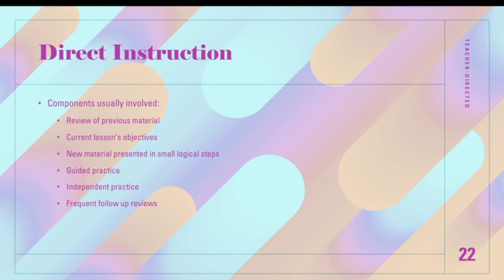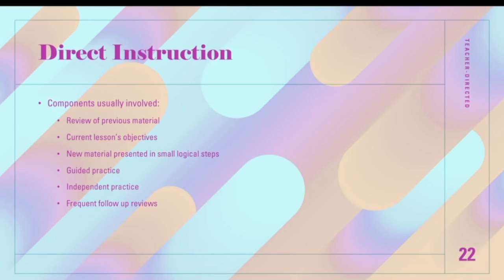Direct instruction is something that I briefly mentioned before, but it's basically where the teacher is giving information to the students. It's not through anybody else giving information. It is the teacher interacting with the students, giving that information. And there's a couple components that are usually involved with this. You start off with review of the previous material, trying to connect to that prior knowledge. Then you move on to the current lesson's objectives, so the students know what they're supposed to be learning from this lesson.